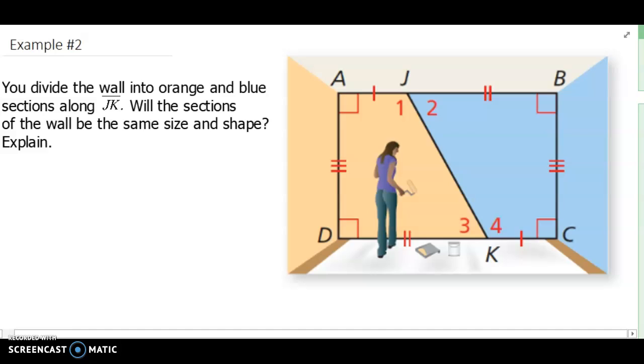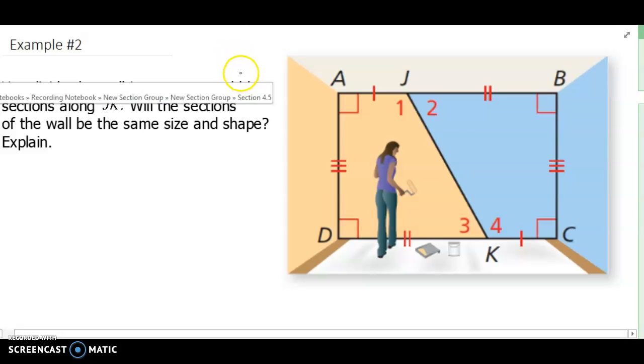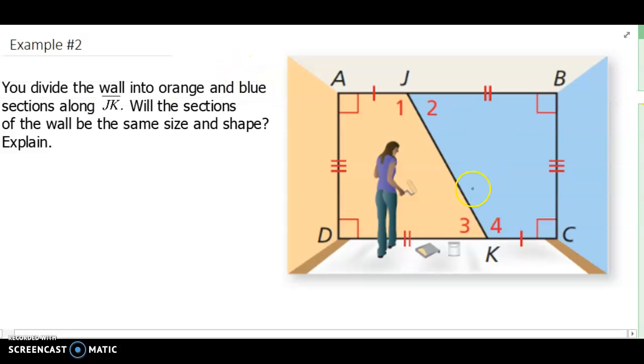All right, so let's look at example 2 now. So it says you divide the wall into orange and blue sections along JK, which is right here. Will the sections of the wall be the same shape and same size? So right now, I have to show that every piece of this in orange is the same as every piece of this in blue. Okay, so let's just start.